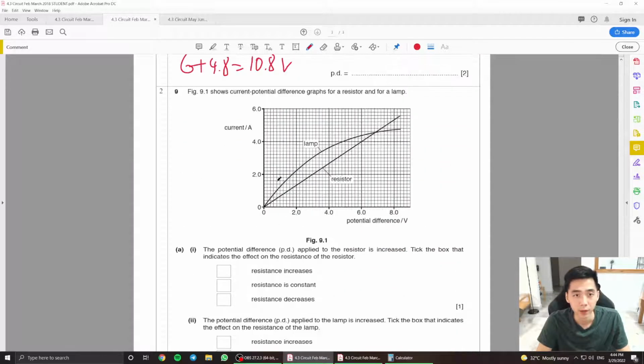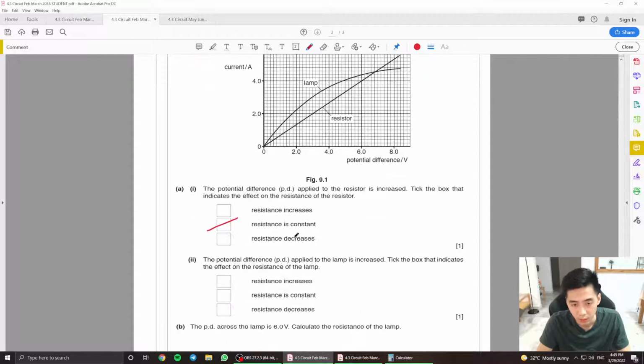Then, final part of this question here, figure 9.1 shows the current potential difference graph for a resistor and a lamp. The potential difference applied to the resistor is increased, so the potential difference is increased here. Tick the box that indicates the effects on the resistance of the resistor. Since it is a straight line in the current versus voltage graph, obviously the resistance is going to be constant, right? So the second box is definitely ticked.